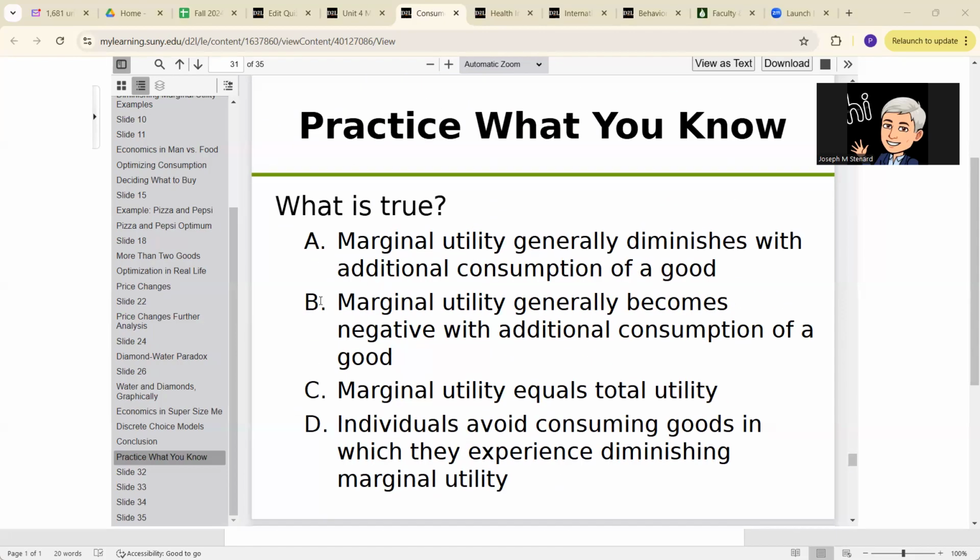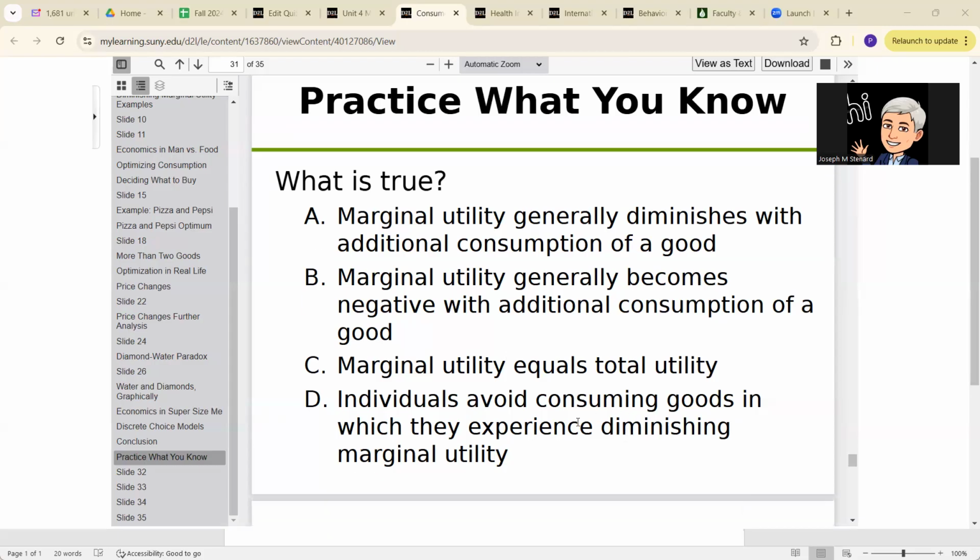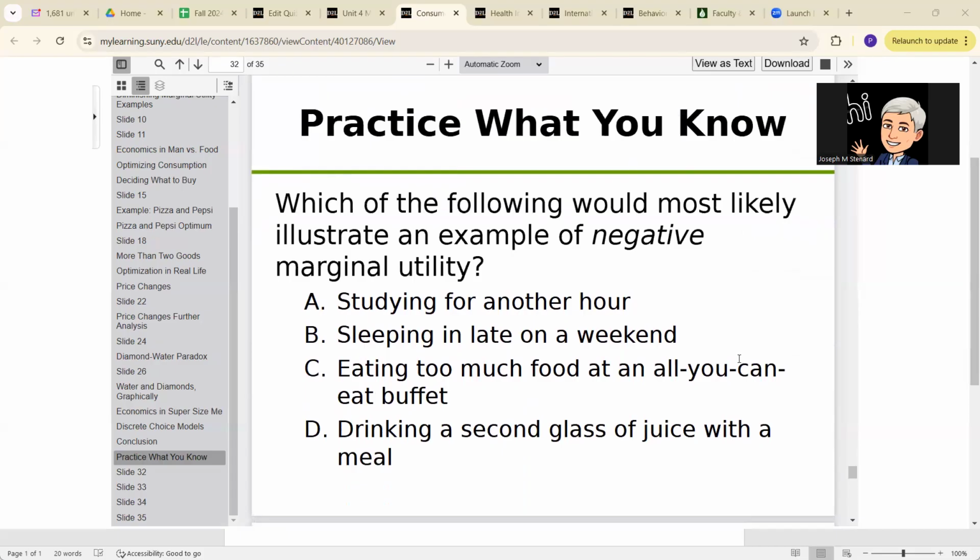What's important as well is that the ones that are not true are often mistakes that people make. How about this next one? Which of the following would most likely illustrate an example of negative marginal utility? This is where you're actually worse off. Giving the hamburger example, let's say you were really hungry and you were gaining marginal utility each time you ate a hamburger, but you get to a point where you eat one more and you're actually worse off after eating the eighth hamburger than you were after eating the seventh one. That is what we would call negative marginal utility. So eating too much food at an all-you-can-eat buffet would be the answer there.